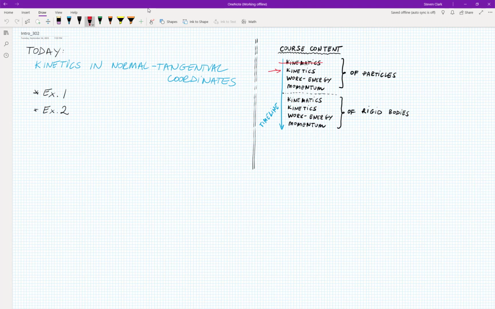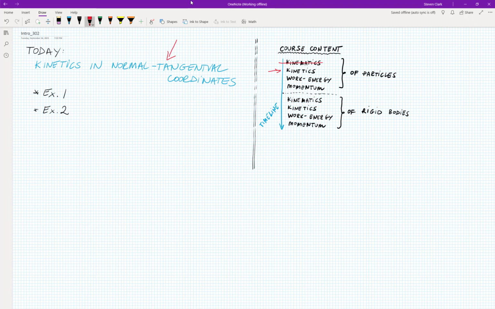Today we will continue kinematics of particles. As you can see, here we are on our timeline. The topic we will cover today is kinetics in the normal-tangential coordinate system. The only difference between today's discussion and the discussion you've seen last time is that last time our particle was following a straight line. Yes, the trajectory was a straight line. Today the trajectory will be curved. So today we will just do exactly the same, but in a curvilinear sense.